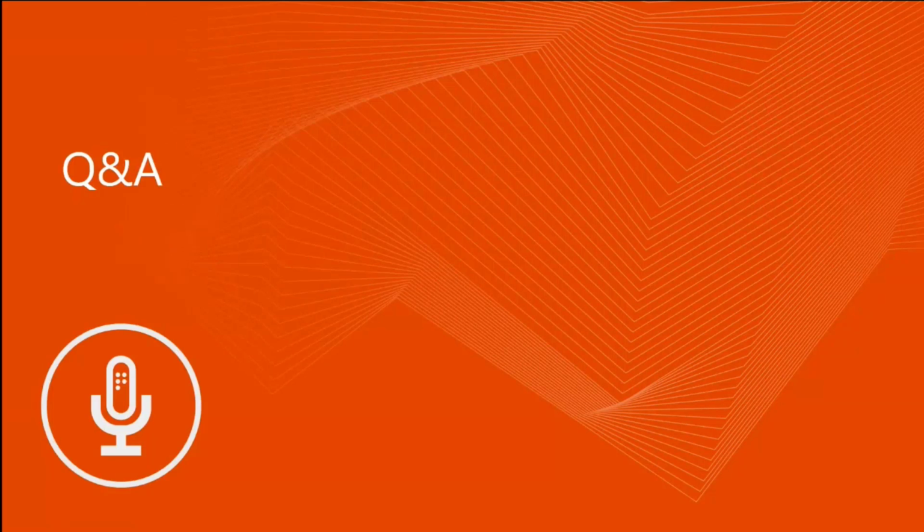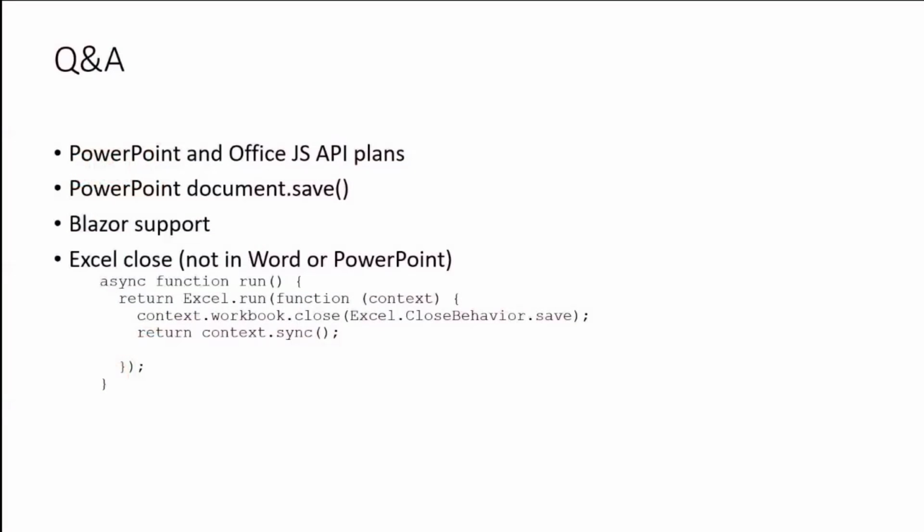And moving along, we got some Q&A. We had a number of questions come in from our Office forum, so I wanted to take a look at those real quick here. I'm lumping some of these together. We had a number of questions that were all around what the PowerPoint API plans are going forward, the Office.js API plans, like which APIs are you building? Hey, I'm blocked, I need this specific API for PowerPoint so I can build my add-in.